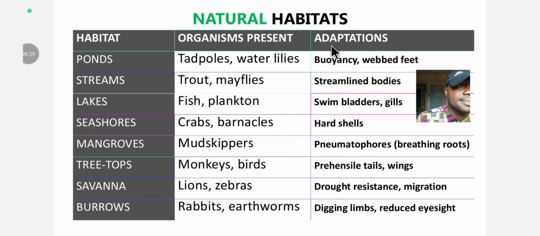Natural habitats. JAMB said we should be conversant with natural habitats. The table you have on the screen has 3 columns. The first column to the left is habitat. The middle column is organism presence. Then the last column to the right is adaptation. So for the habitats, let's quickly list all the habitats. We have ponds, streams, lake, seashores, mangrove, treetop, savanna, and bush.